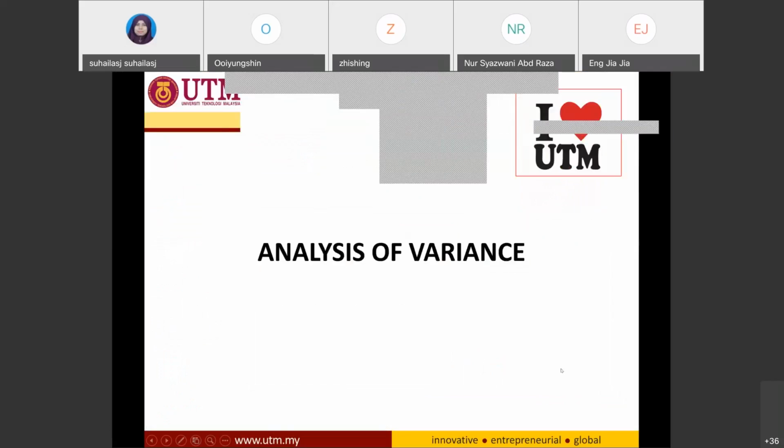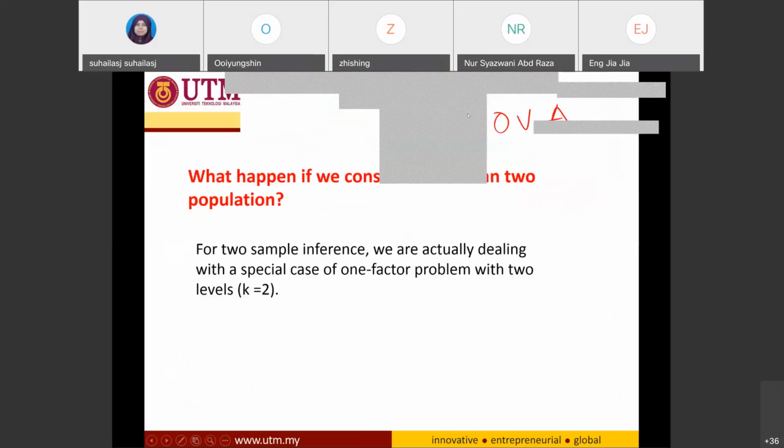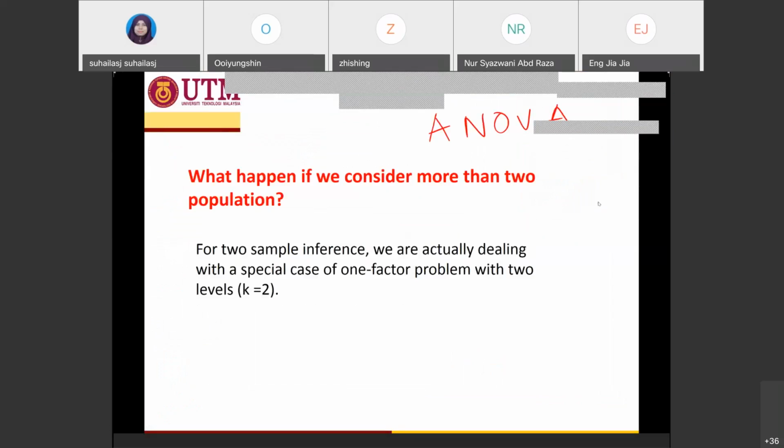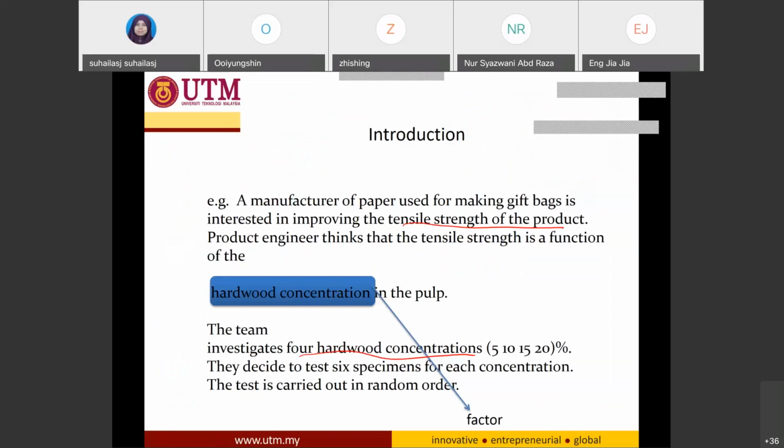Okay, so this one is just what we already saw for chapter four, analysis of variance. So actually we only consider a single factor. For example, here we have hardwood concentration, which we divide into 5, 10, 15, and 20. Okay. We have a single factor.